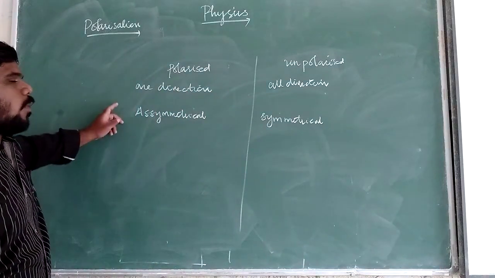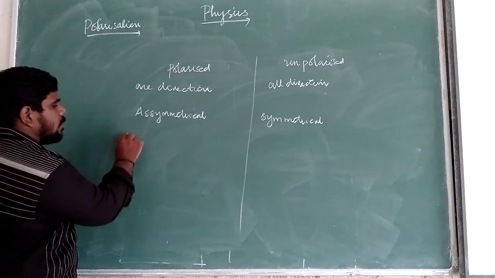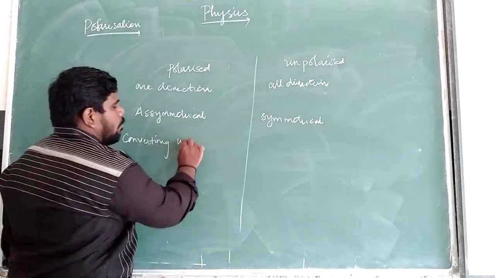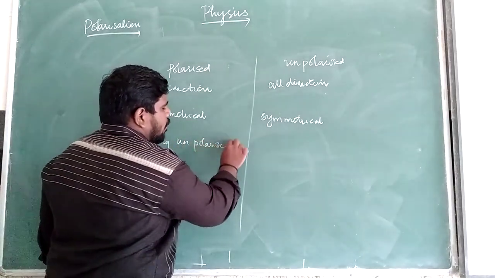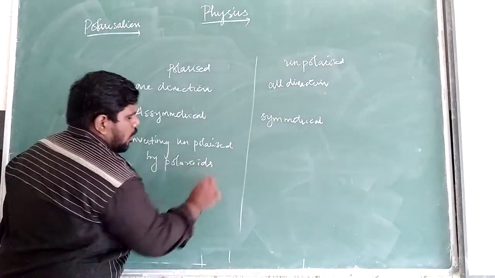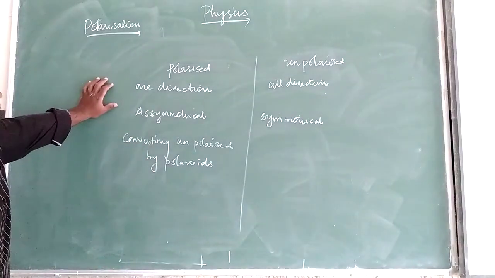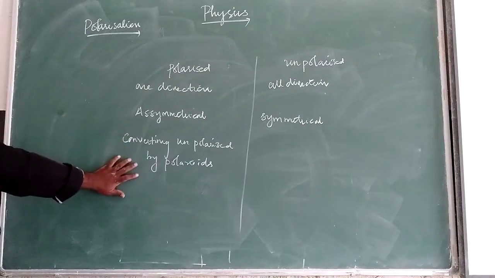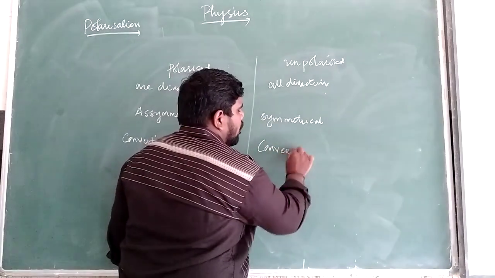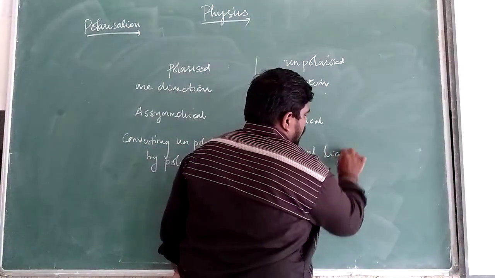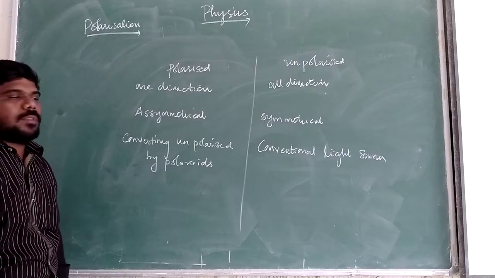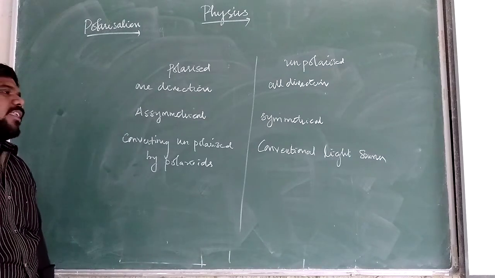Polarized light can be obtained by converting unpolarized light by polarization, but unpolarized light is obtained from conventional light sources. So what is the distinction between polarized and unpolarized light?